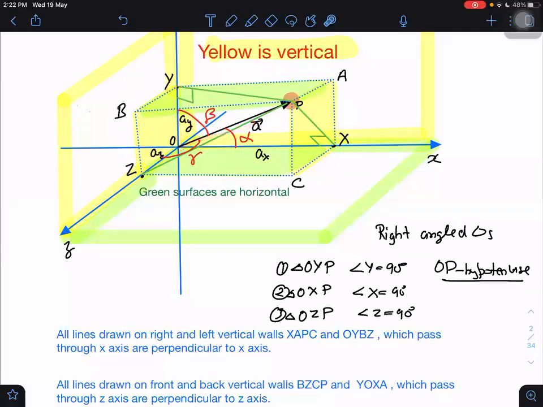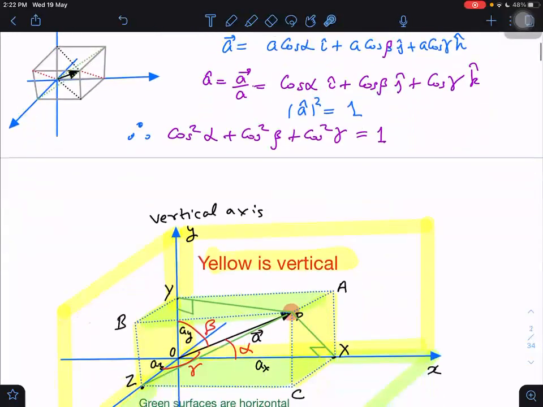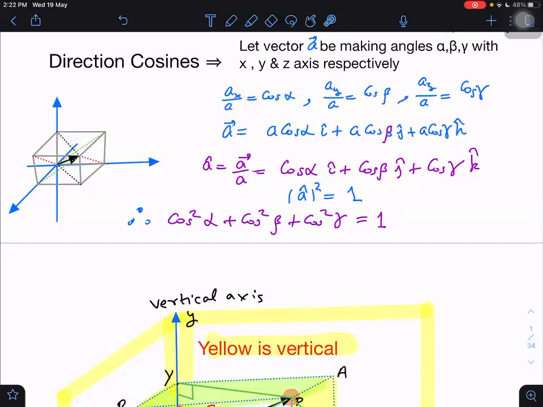Here angles are given to me. Alpha angle is given with x-axis, beta angle with y-axis, and gamma angle with z-axis. If I know the angles, then I can write these formulae. Which formula can I write? Ax upon A will be cos alpha, where A is the length of the vector, and Ax is nothing but OX. I hope you are understanding why I am writing Ax upon A as cos alpha.